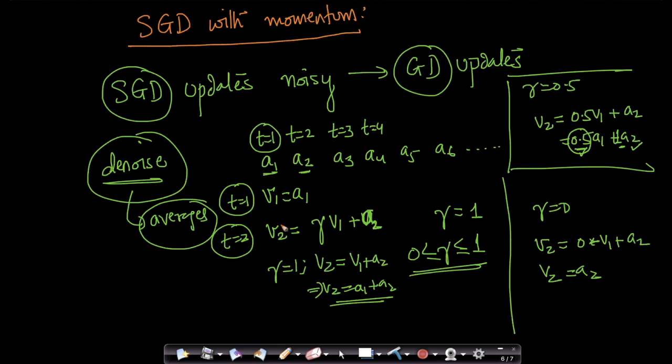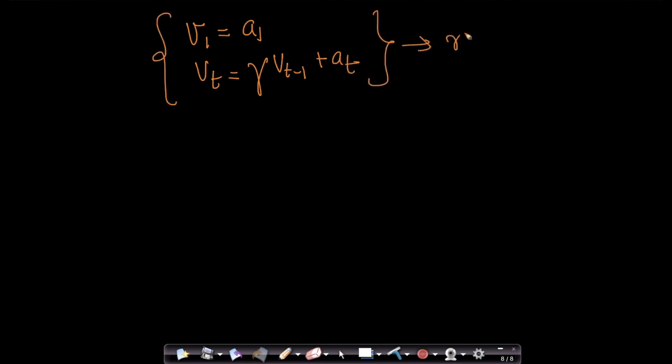So if you employ this function, let me write this function. This function is as follows. V1 equals A1, and V at any time t is gamma times V at t minus 1 plus A at time t. These are called recursive equations in computer science because you're representing it in terms of itself. Or you can think of it as time-based; it's easier to think of this from a programming perspective.